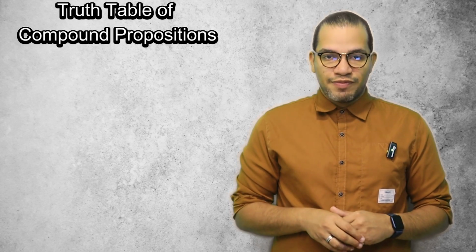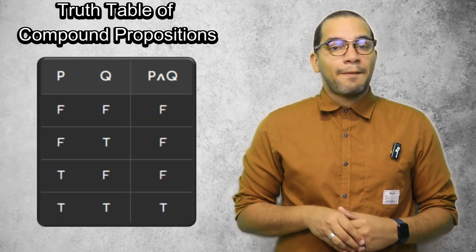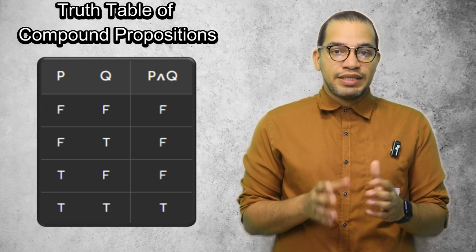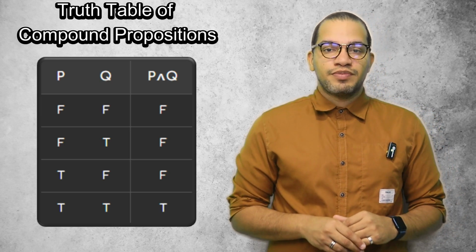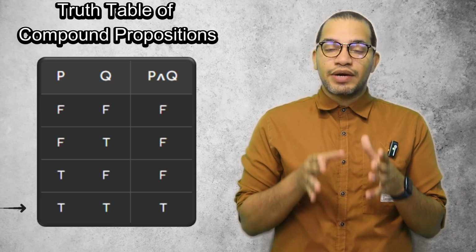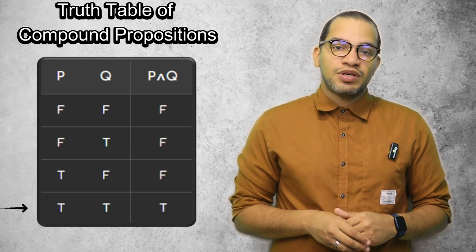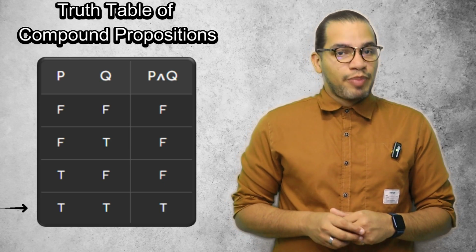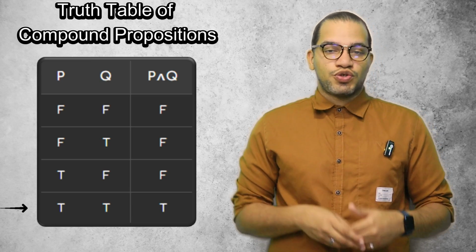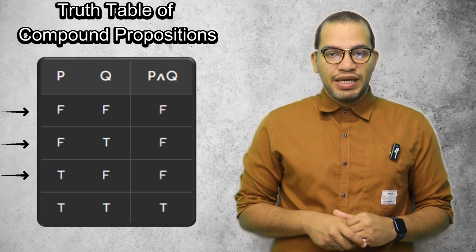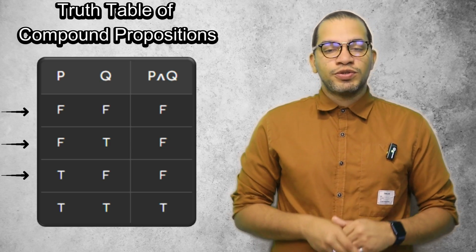Now, the truth table of the propositional formula P and Q, meaning conjunction, is as follows. As you can notice, in the row where P and Q are both true, then the proposition P and Q is also true. In any other case, the proposition P and Q is false.